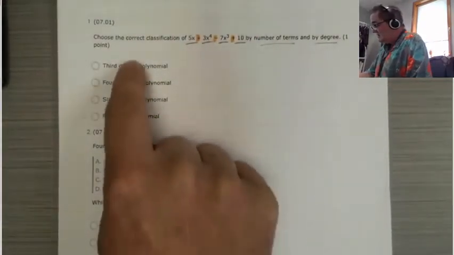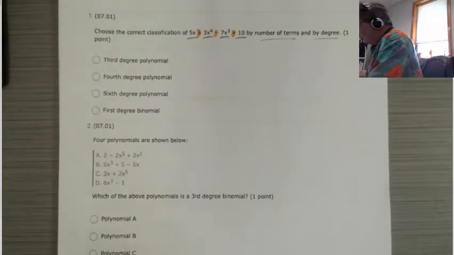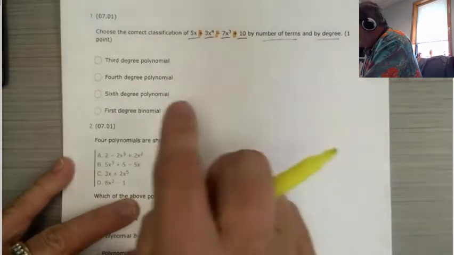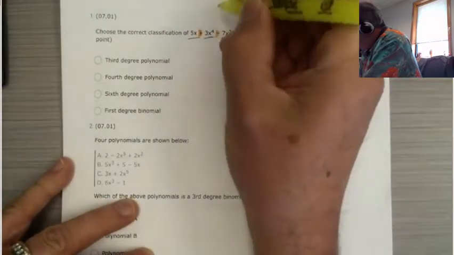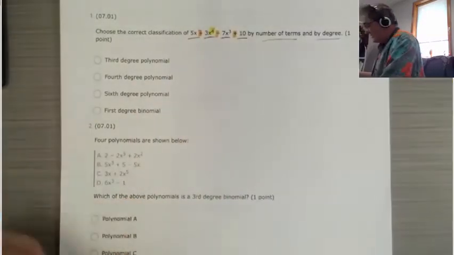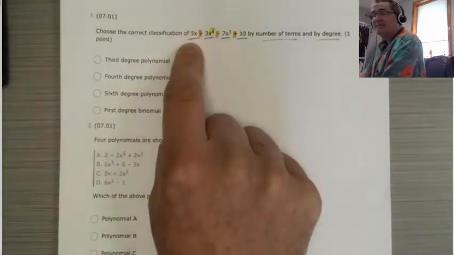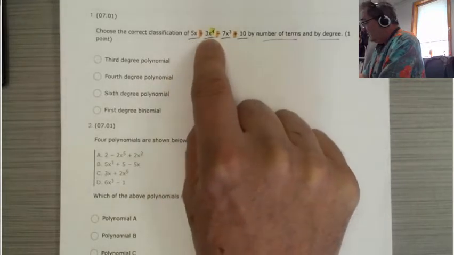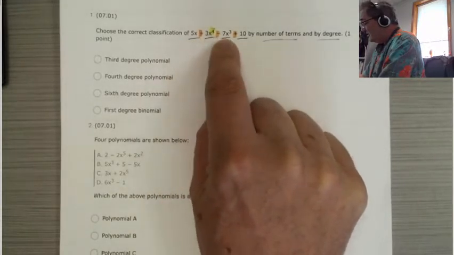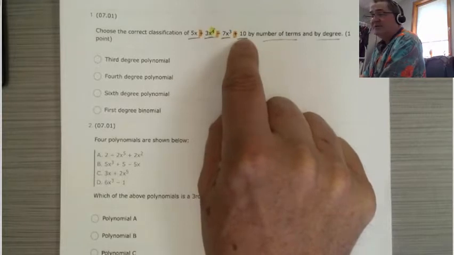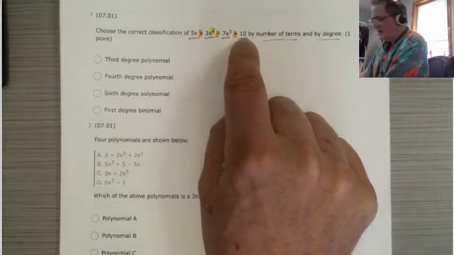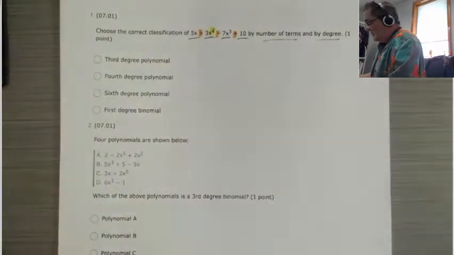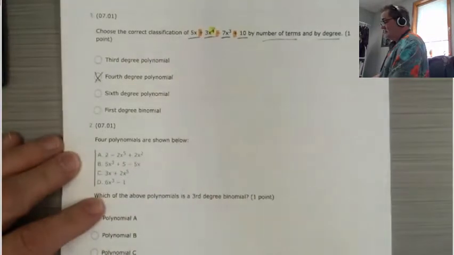But this is just degrees. So the degree of a polynomial is determined by the highest term. So x to the fourth is the highest term. This is a first degree term, right? It's just 5x. That's x to the first degree. 3x to the fourth, so that's a fourth degree, 7x to the third degree, and this is a 0 degree because it's 10x to the 0 power, which we will talk about. So this is a fourth degree polynomial right there.